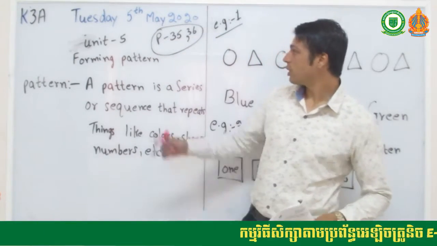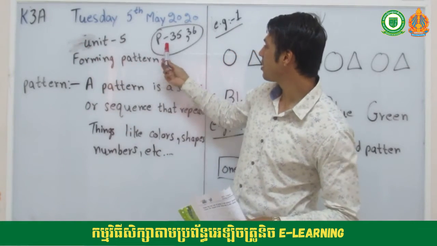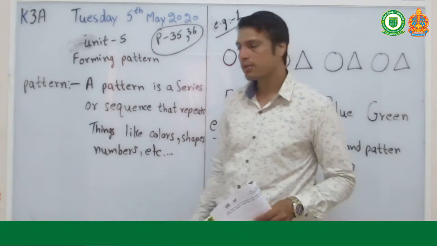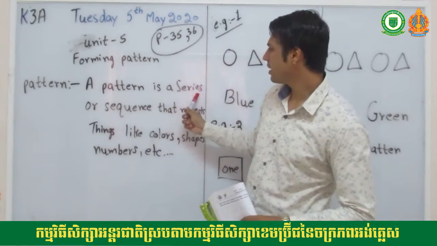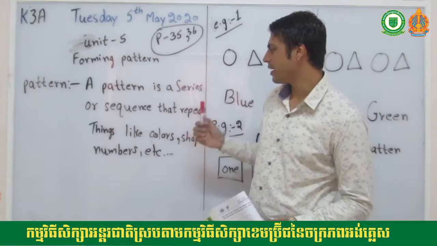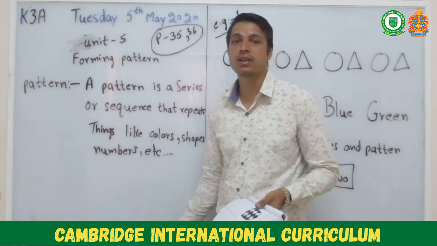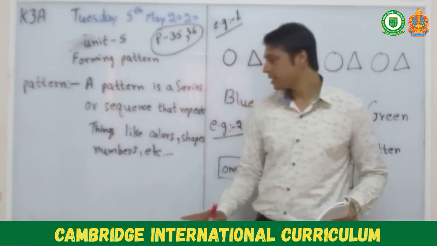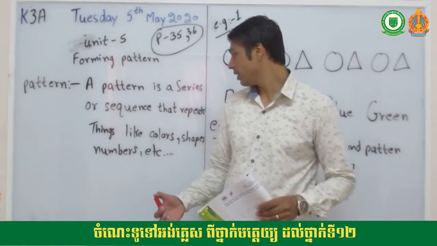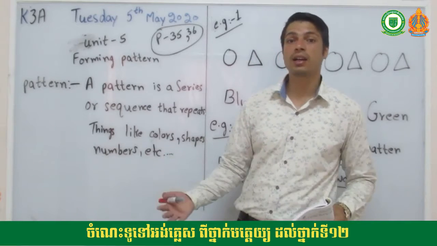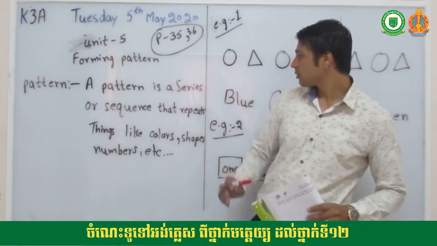Today we will study unit 5, forming pattern, page number 35-36. So what is a pattern? A pattern is a series or sequence that repeats. Things like colors, shapes, numbers, and so on.